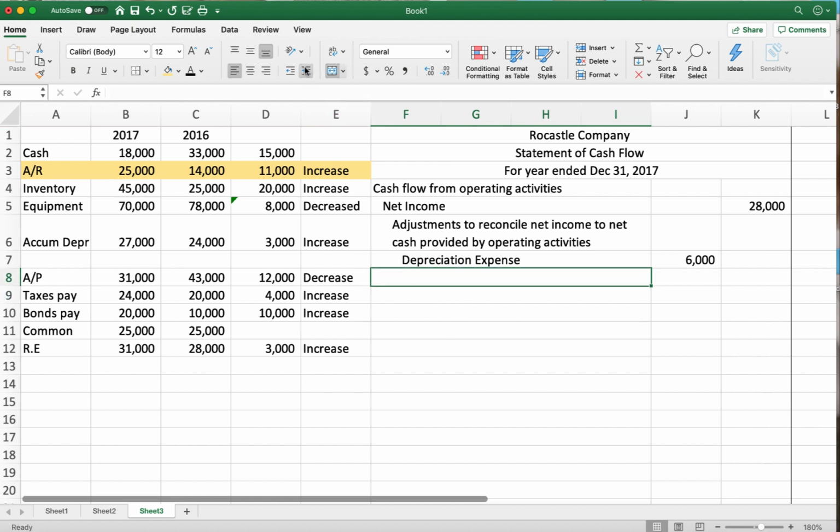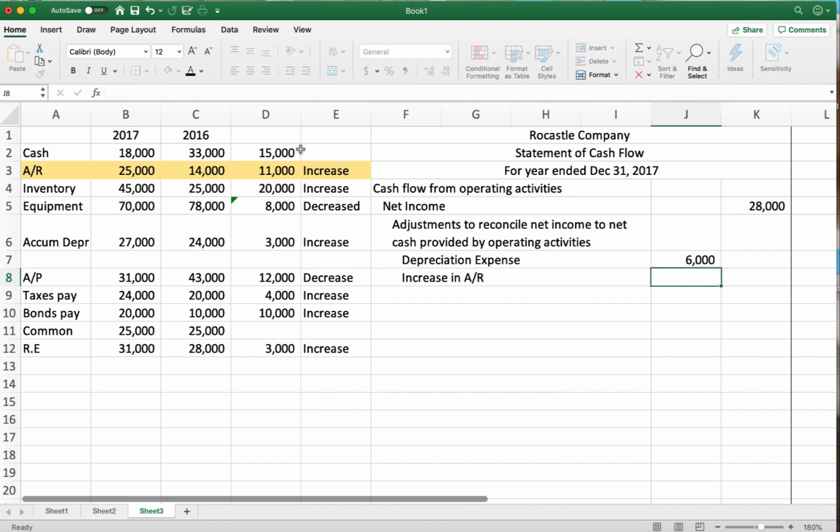So 1, 2, 3, 4. I indented 4, and I'm going to say increase in AR. Right? So what happened to our accounts receivable? It increased by $11,000. It is a current asset. The current asset increased. That means I need to subtract it from my net income. So I'm going to subtract out the $11,000.